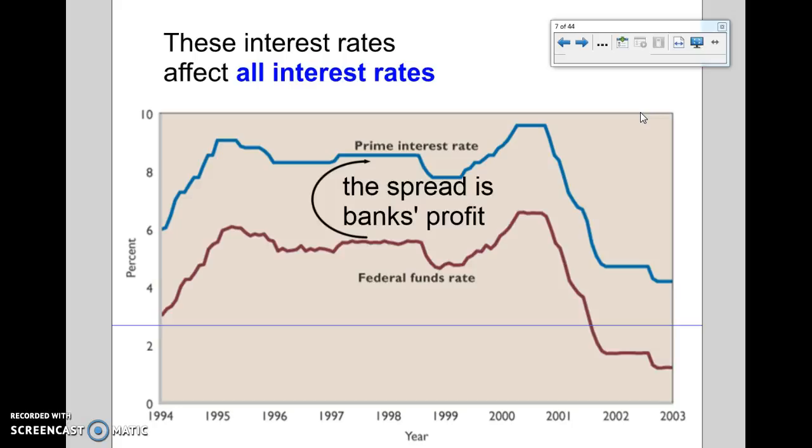But when these interest rates change, they change all interest rates. Notice that the federal funds rate is what banks are lending to each other. So when a bank borrows from another bank, this red line, the federal funds rate, is how much they have to pay that other bank back. Then they turn around and lend that money to you. If you are their best customer, the prime interest rate is the lowest that their best customer can get.